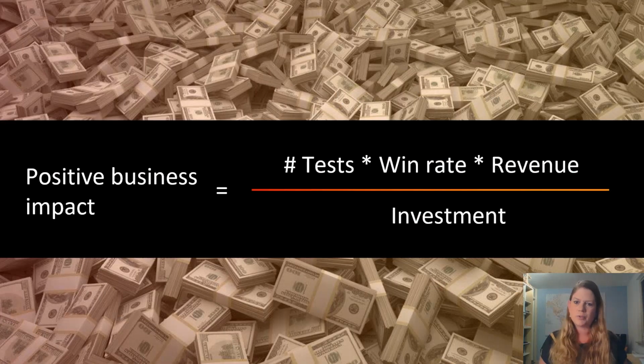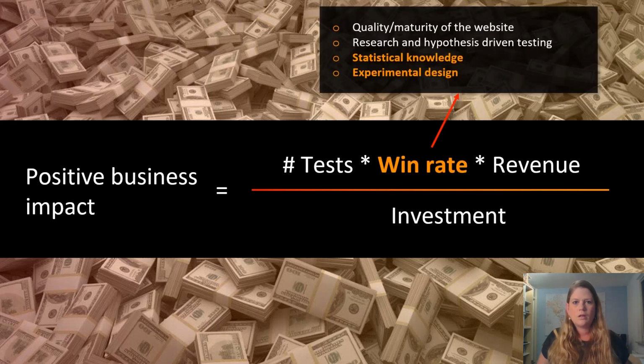Whether an optimization program is successful, whether you have a positive business impact and your stakeholders are happy, depends on a couple of variables. The win rate is actually the most tricky one of them all, because the win rate also depends on a couple of factors. First, the quality of the website. If it's a crappy website, if you only started with optimization and you haven't run that many tests yet, then it is most of the time easier to find wins because it hasn't been optimized yet.